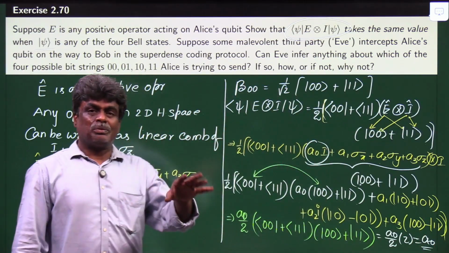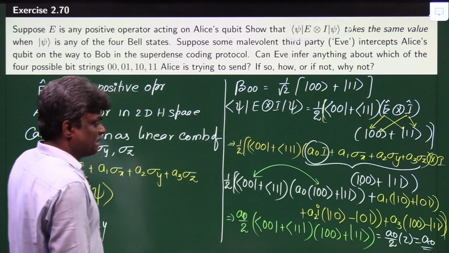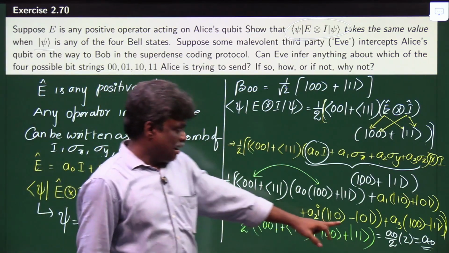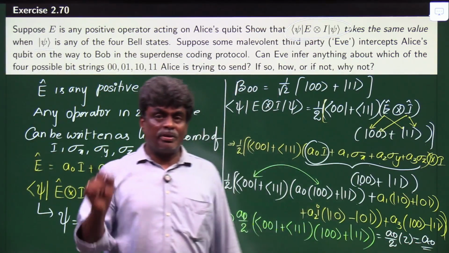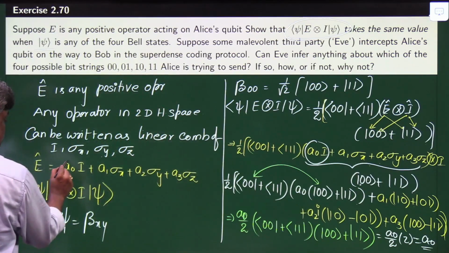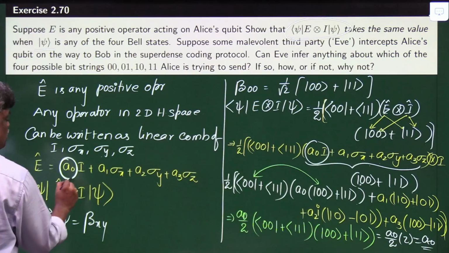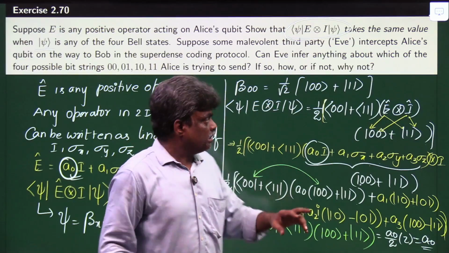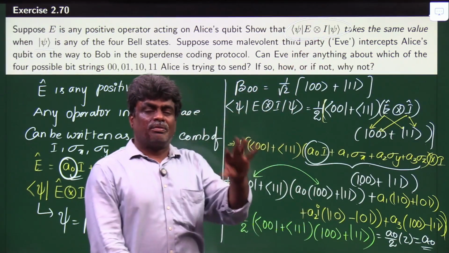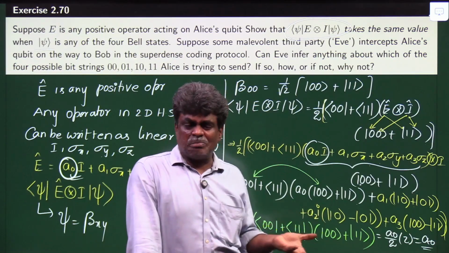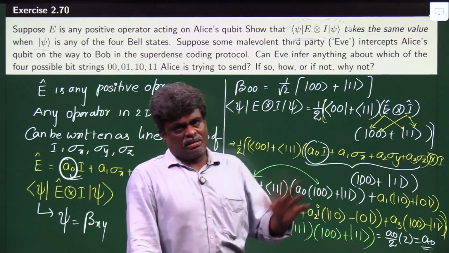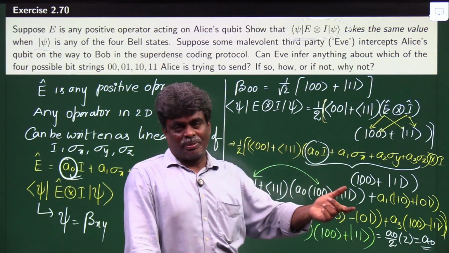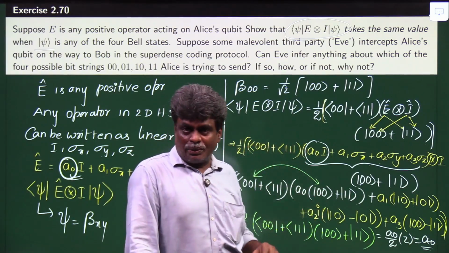So irrespective of the state, whatever Bell state you are taking, it does not matter. Always you will get the probability amplitude corresponding to the coefficient of I in this expansion. Always you will get this, because only that identity, and here also identity, will give you the same initial state, simple, and the rest of sigma x, sigma y, sigma z are changing the initial state to different states. That's why that inner product is equal to 0.